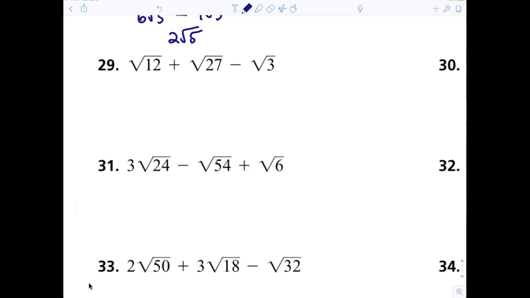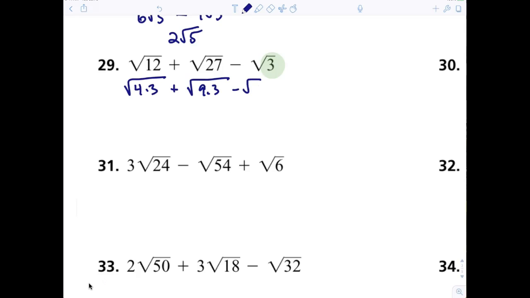Now look right here. This one is the key. So all of them probably have a 3 in there. Yes. So 12 is what? 4 times 3. Good. What's 27? 9 times 3. Good. And then it's just 3.